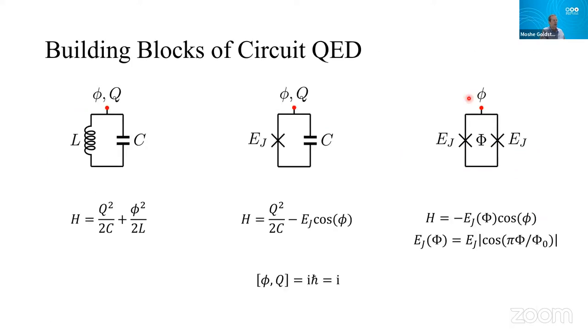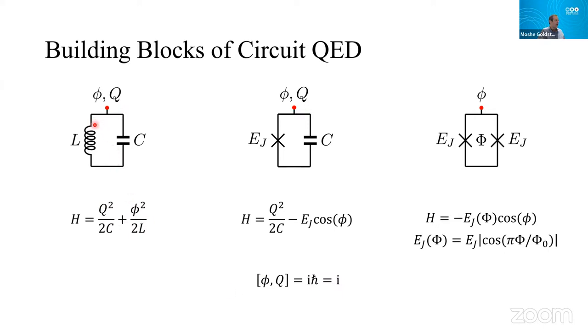So, some reminder about the basics of circuit quantum electrodynamics. When we have non-dissipative quantum circuits, or almost non-dissipative, like those superconducting systems, then we can give them a Hamiltonian description. And then we have conjugate variables, the charge and the flux or phase, they are canonically conjugate.